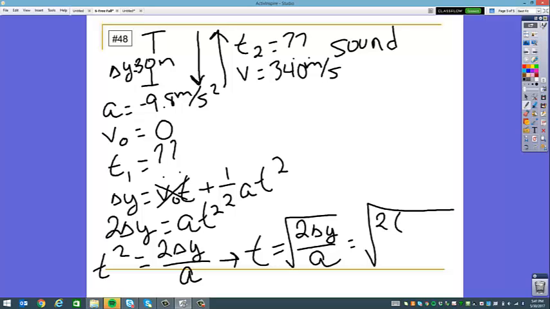Remember, delta Y is a vector, so your direction matters. In the first instance you're going down, so it's actually negative 30 over negative 9.8 meters per second squared, which is your acceleration. So your negatives end up canceling out, a negative over a negative. Your first time ends up being 2.47 seconds.